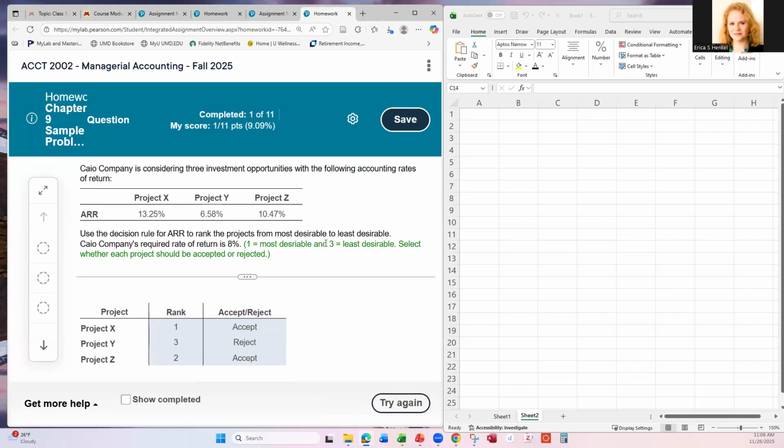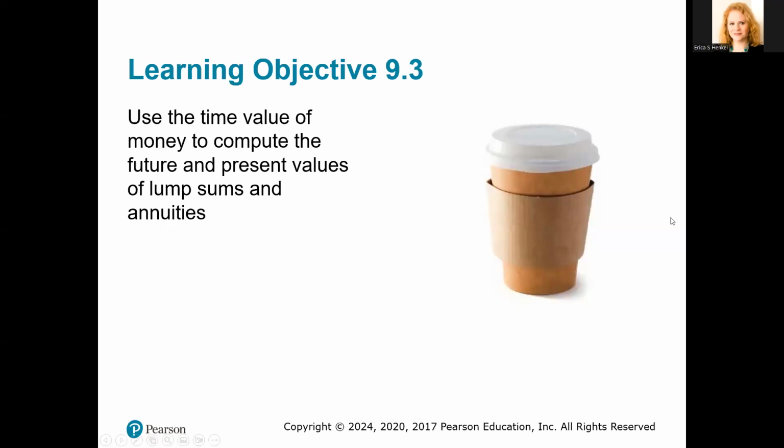So when we are looking at projects, we're going to start talking about present values here and how we use the time value of money to analyze some different projects. So I'm going to just pull up my slides here really quick. And I'm hoping, yay, it's actually coming up. You guys can see the slides, right? Okay, thank you.